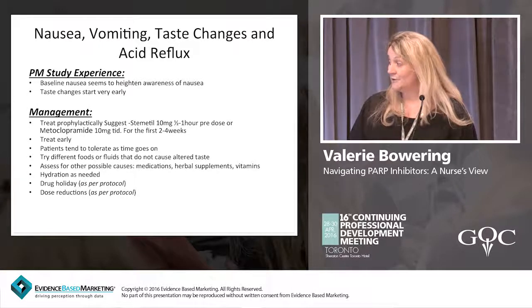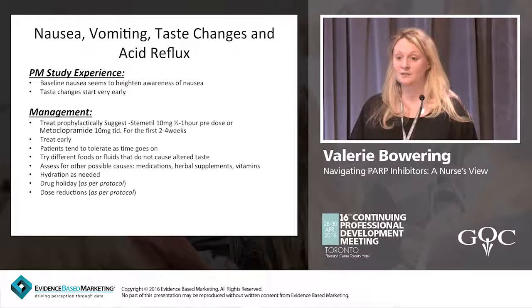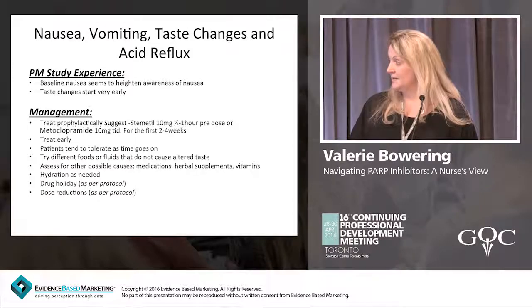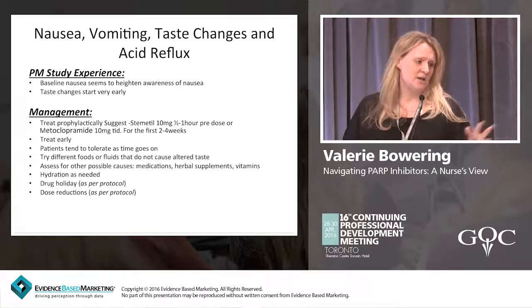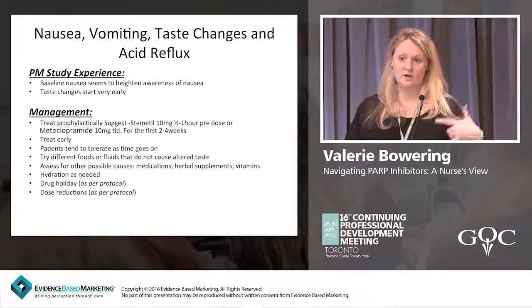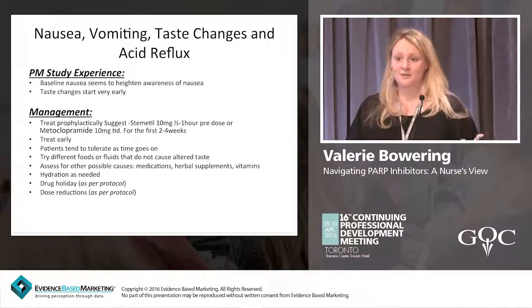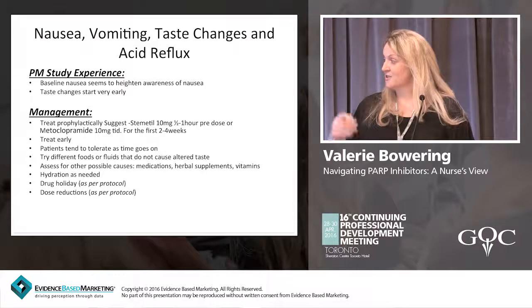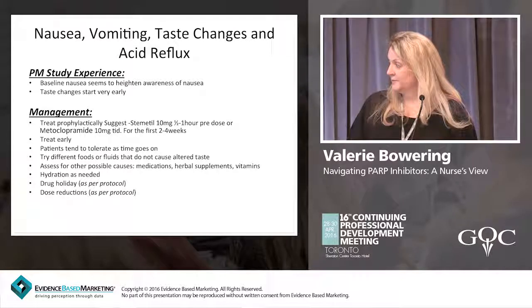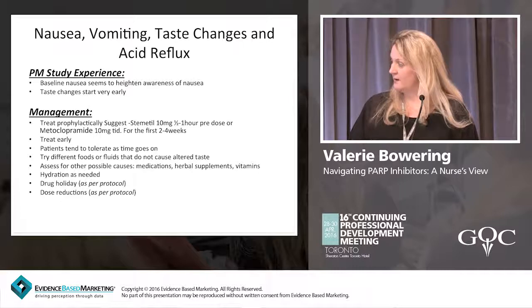So we do suggest that you treat prophylactically with Stemetil or metoclopramide. Treat it early. For those patients that say, oh, no, I never had any nausea, I'm not going to have any nausea, they refuse to take it, and then they're calling Val, I've got nausea. It's like, okay, so let's treat this as early as possible, if not prophylactically. Patients do tolerate it as time goes by.